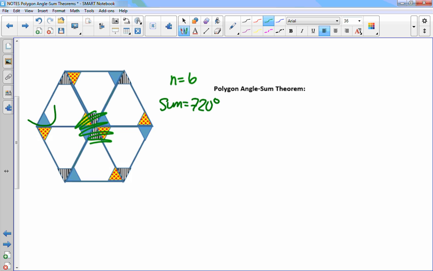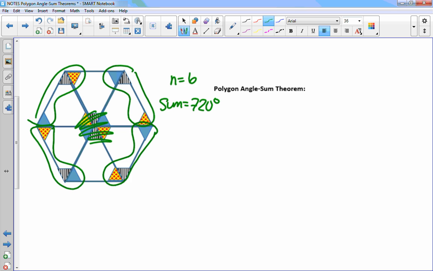Or you can find your groups like we did before, and how many groups do you end up having? 4. We know each group represents a triangle, so we take 180 and do what with the 4 to get 720? What is it? Multiply. So you take your number of groups and multiply by 180. So 180 times 4 also is 720.